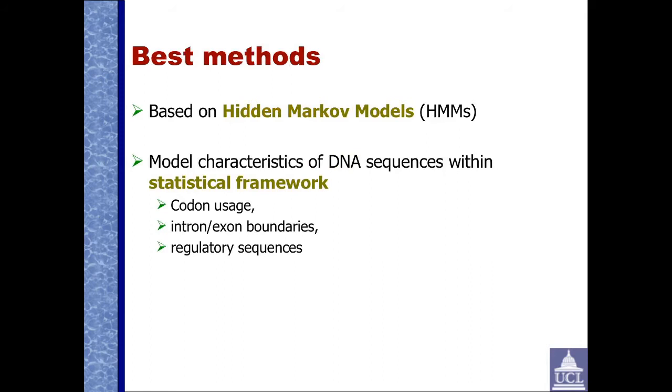The best methods, however, for doing the analysis of a genome in order to find the coding regions are based generally on hidden Markov models. So these create a sort of statistical framework and are able to incorporate things like the codon usage, the intron-exon boundaries, and the regulatory sequences.